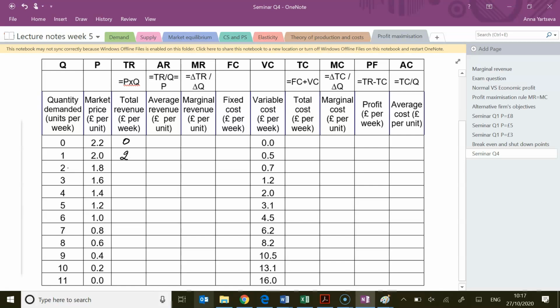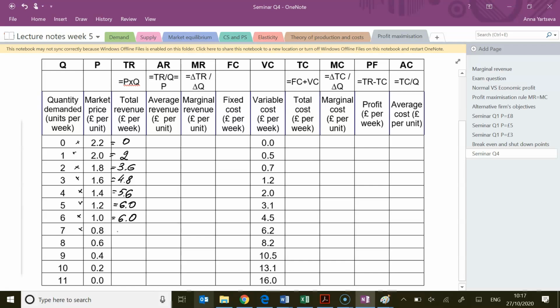When we sell 2 units and the price is £1.80 each, 2 times 1.80 will be equal to £3.60. We sell 3 units, £1.60 each, it's going to be £4.80. Sell 4 units, £1.40 each, it's £5.60. 5 items at £1.20 each, it's £6.00. 6 items at £1 is £6 again.